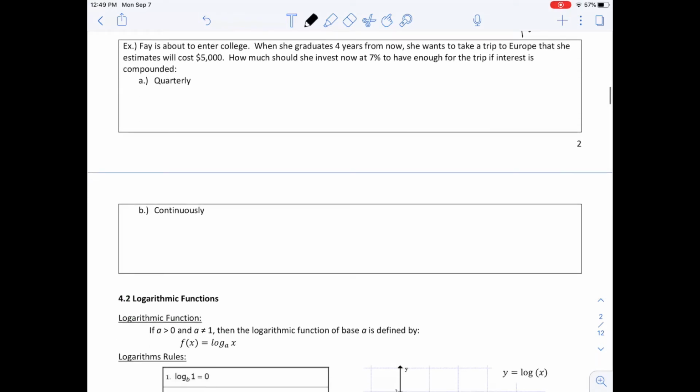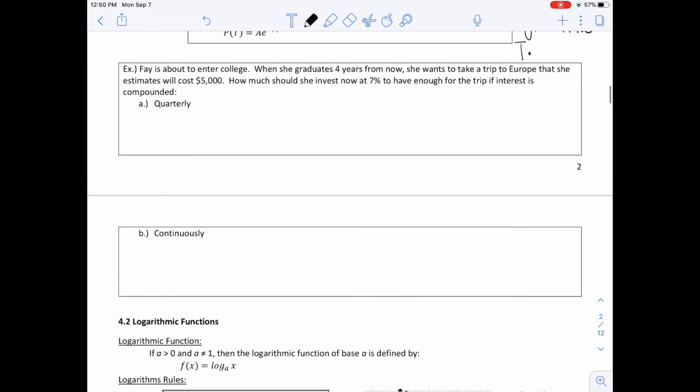So the next example says Faye is about to enter college. When she graduates 4 years from now, she wants to take a trip to Europe that she estimates will cost $5,000. How much should she invest now at 7% to have enough for the trip if interest is compounded? And we have two parts. Part A is quarterly and part B is continuously.